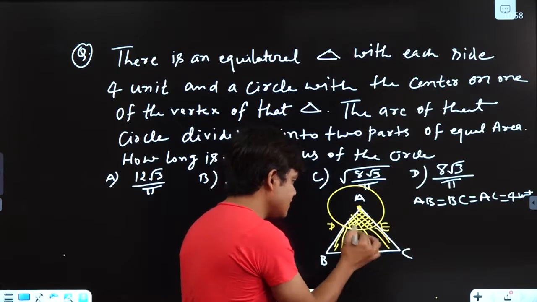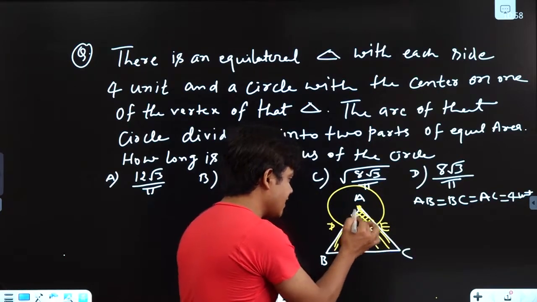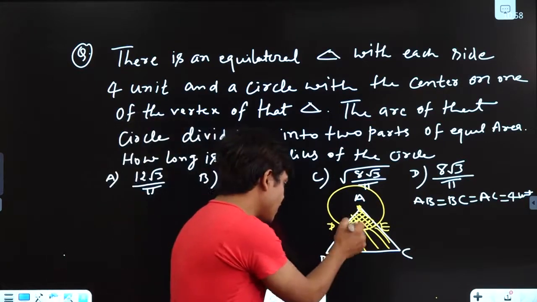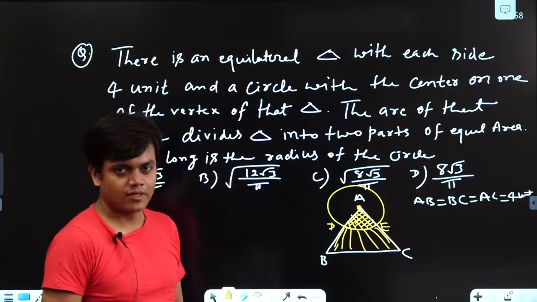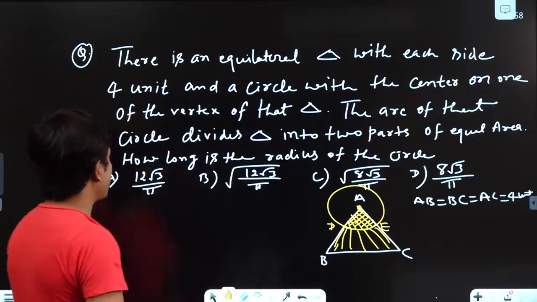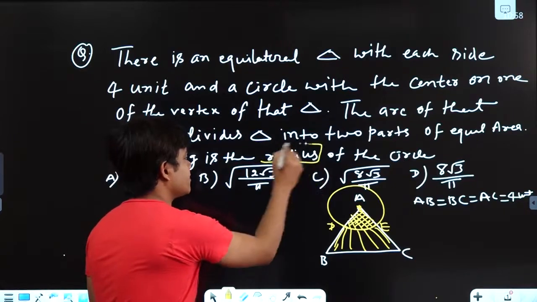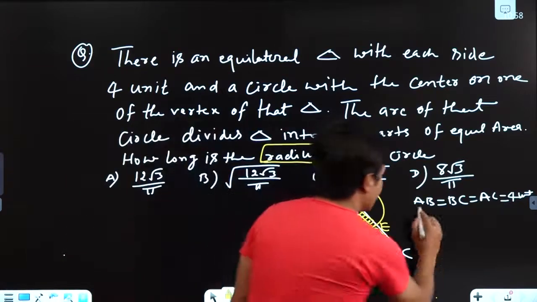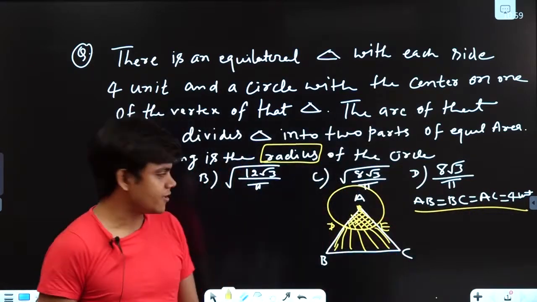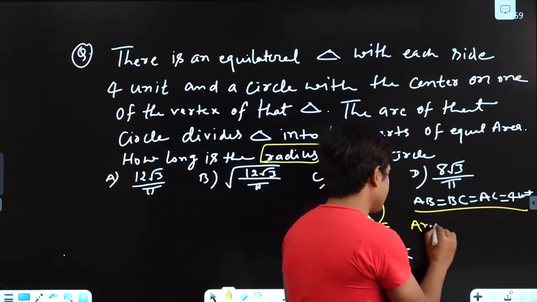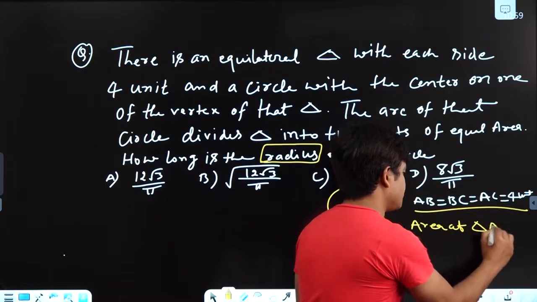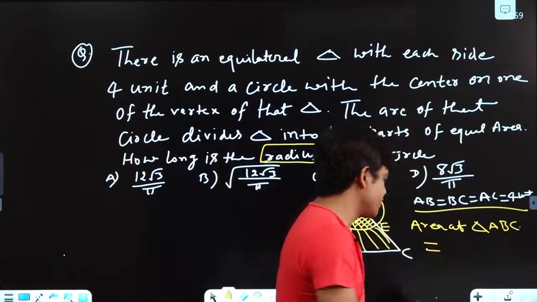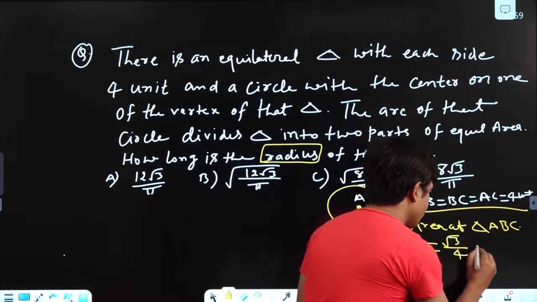Means if we calculate the area of ADE, means area by this arc and these sides, and if we double it, then we will get the area of the triangle. So this is the relation, and then you are asked the length of the radius. Then what will be the length of the radius? This is the question. So first of all, AB is equals to BC is equals to AC is given. So if I ask you about the area of triangle ABC, then you will say the area of an equilateral triangle is root 3 by 4 a square.